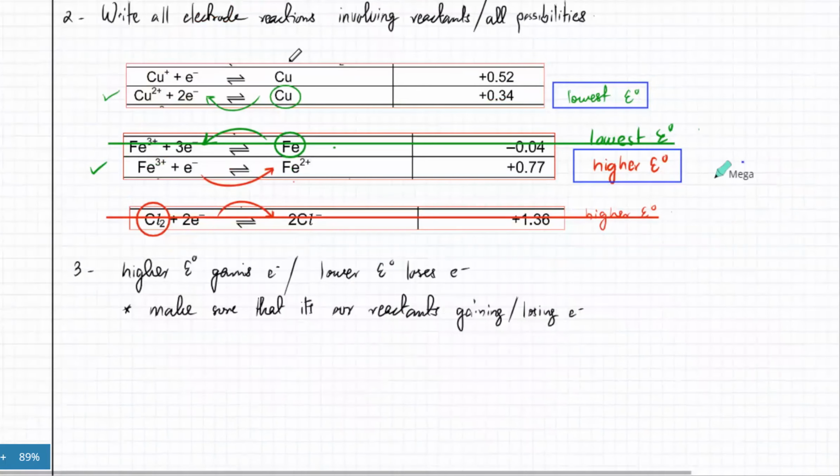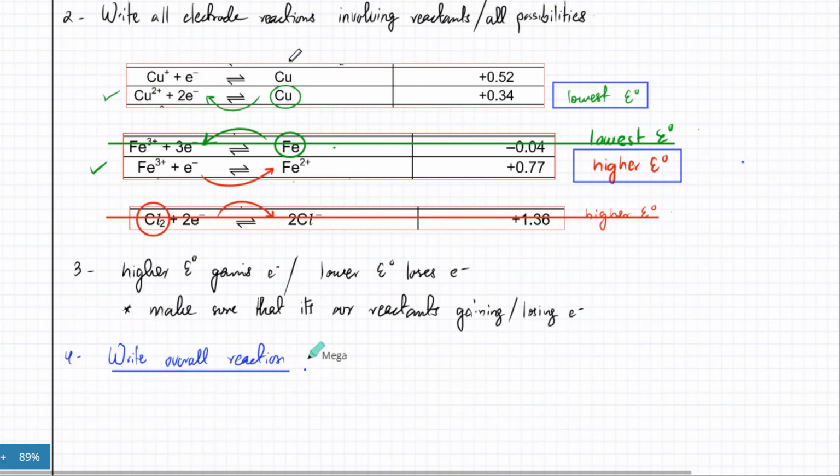Now the final part, number 4, is just write the overall equation. That's it. You figured out what's going to happen, and the last part is you write the overall reaction. Now to write the overall reaction, you're just going to make the number of electrons gained and lost equal first. So in our particular case, I think Fe3 plus must be multiplied by 2 so that, just for balancing, the number of electrons gained and lost are equal.